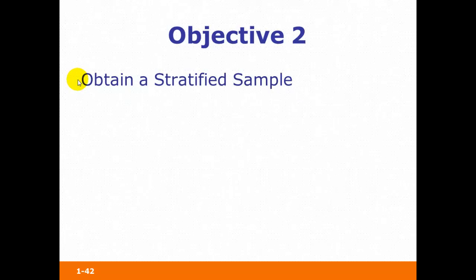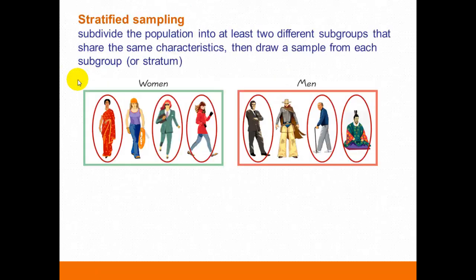So first we want to obtain a stratified sample. Stratified sampling means that we subdivide our population into at least 2 different subgroups, usually more, that share the same characteristics, and then we draw a sample from each subgroup. For example, we might divide into women and men, and then select randomly a certain number from the group of women and a certain number from the group of men.